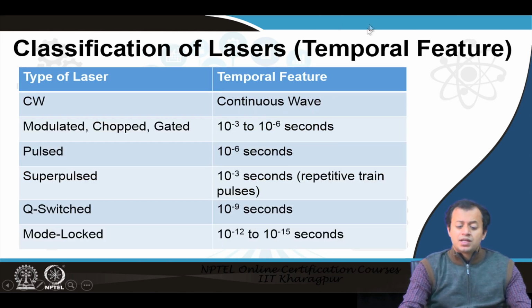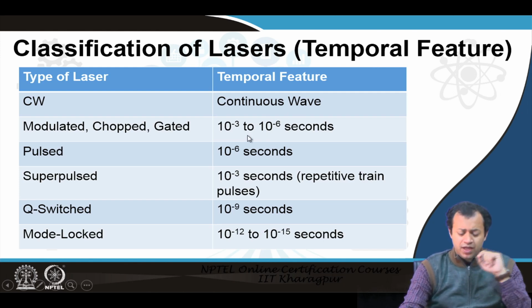And classification by temporal features: continuous wave, pulsed, super pulsed, Q switched and mode locked. These are the different types of laser according to the temporal features, i.e. how long each pulse of the laser will work.